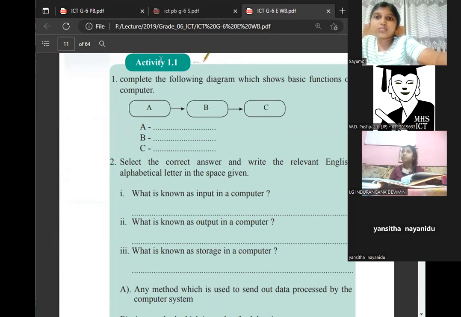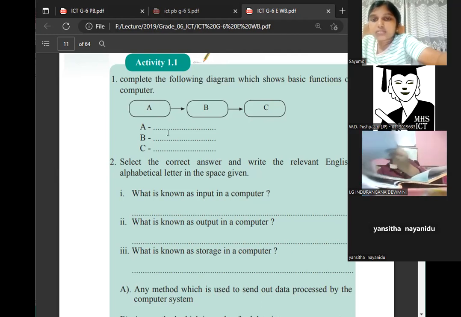Right. Here, Activity 1.1. Complete the following diagram which shows the basic function of a computer. Right. Now the diagram is here. A, B, C. Now can you complete this one? If you can't, you just tell me, right?